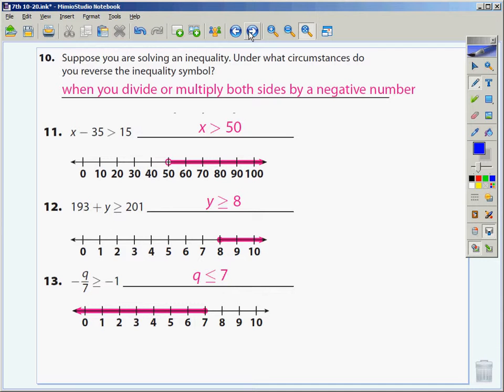Do I need to go over any of these? Josh? Number 13?